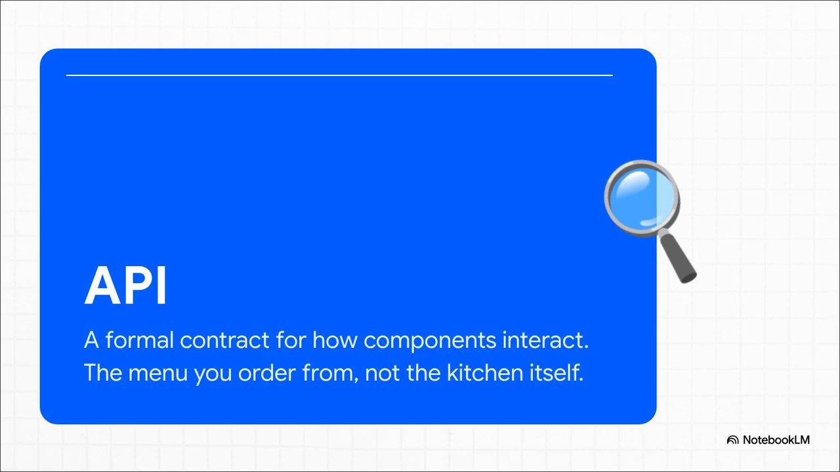So how do all these separate little modules actually talk to each other? They do it through something called an API, an application programming interface. An API is basically a formal contract. The best way to think about it is like a restaurant menu. The menu tells you exactly what you can order from the kitchen and what you're going to get back. You don't need to know how the kitchen works at all. And this is so important because it means the kitchen can completely change. They can get new chefs, new ovens, whatever. But as long as the menu stays the same, you, the customer, will never even notice.